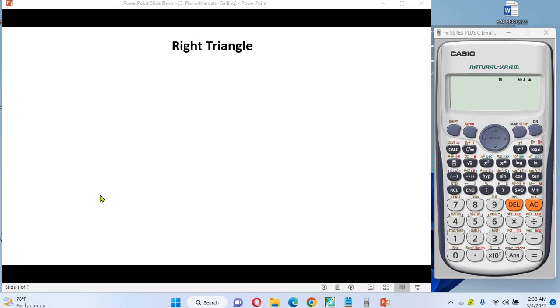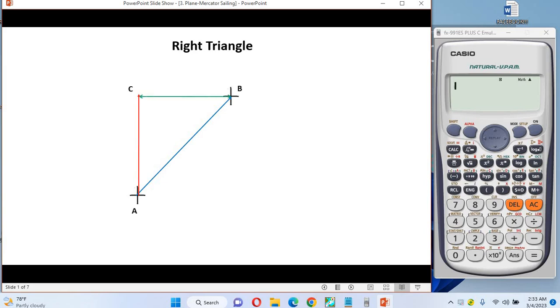I will try to derive the formula from plane sailing and Mercator sailing. But first, we will try to refresh our memory from the right triangle. So from point E to point B. Now, the direction looks like northeasterly, since north is going to north and south is going to south.